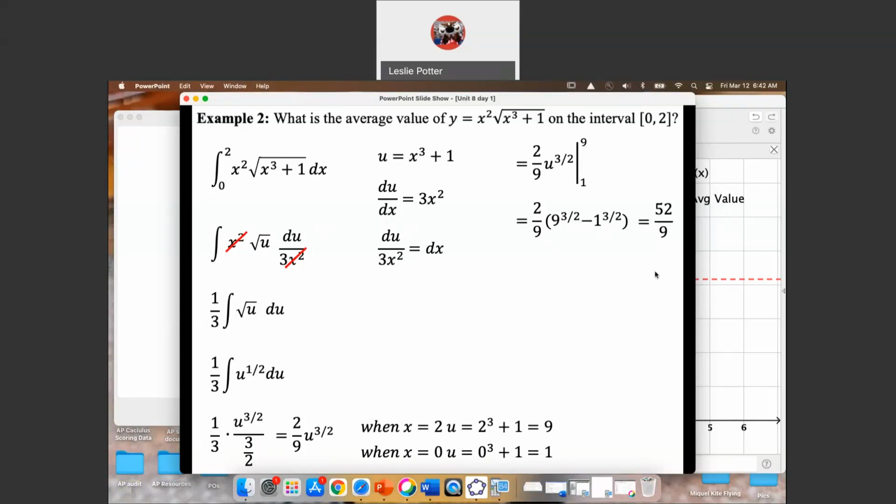So I need a rectangle in order to find the average value. I need a rectangle that has an area of 52 over 9 and has a width of 2. So I'm going to find the height of that rectangle, and that's the average value. So the area is 52 over 9. I'm going to divide it by the width of the interval, which is 2. If I divide by 2, I basically can divide the top by 2. So this ends up being 26 over 9, and that's the average value for this function over the interval of 0 to 2.